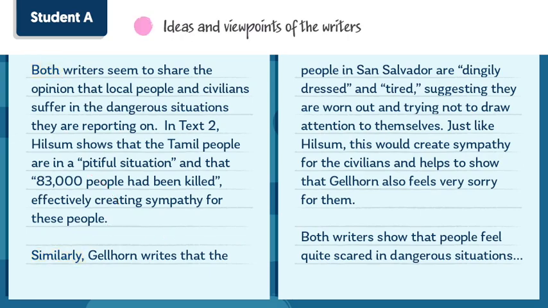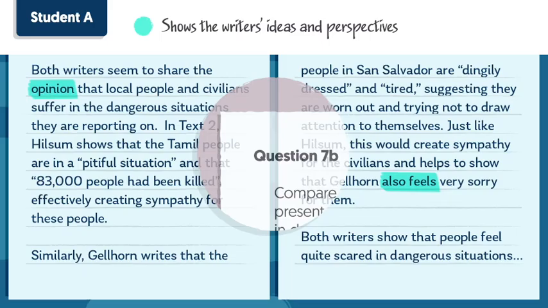They also clearly explain the ideas and viewpoints of the writers by discussing things like how sympathy is created and how the specific writer feels. Using words like opinion and also feels help to show the writer's ideas and perspectives and help to keep the student focused on the question.